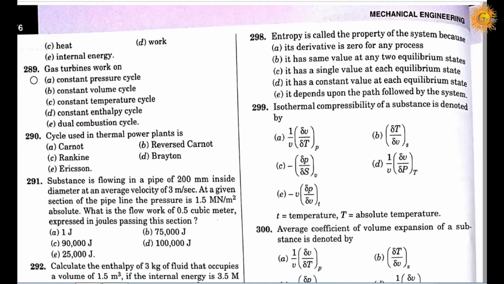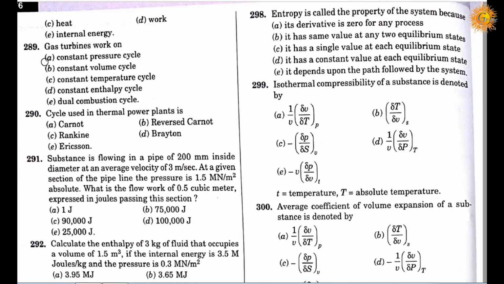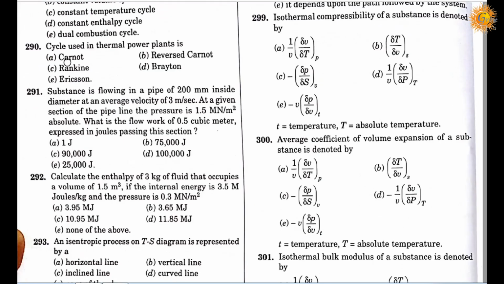Question number 289. Gas turbine works on: option A, constant pressure cycle; option B, constant volume cycle; option C, constant temperature cycle; option D, constant enthalpy cycle; option E, dual combustion cycle. So the correct answer is A, it's a constant pressure cycle.